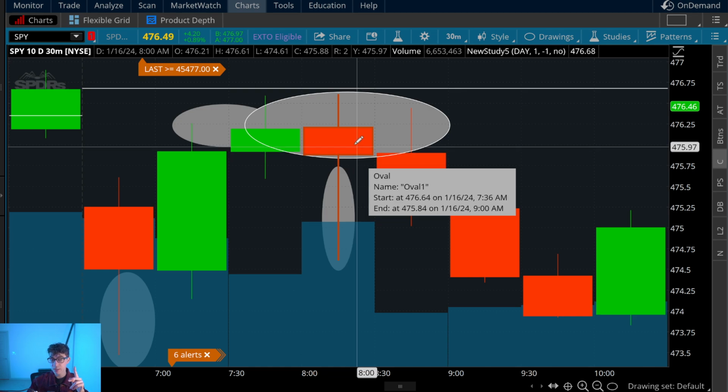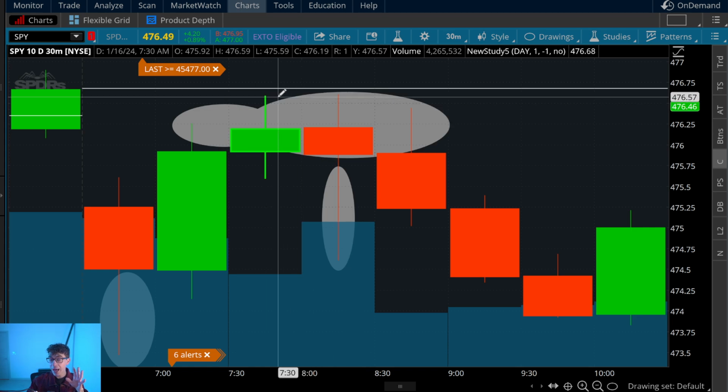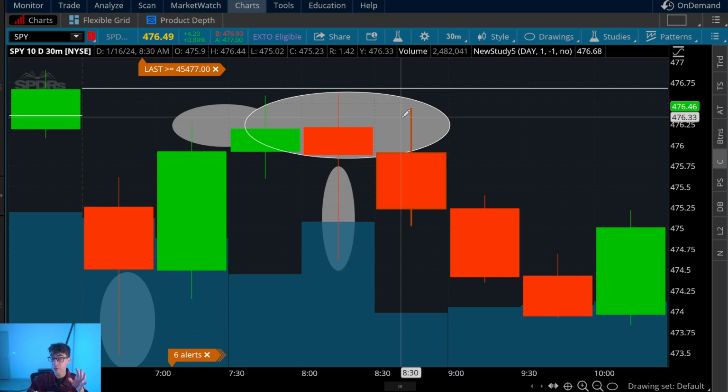The best entries are towards the highs of these 30-minute candles. Wherever the highs are of these 30-minute candles and wherever the closing price is, those tend to be great zones. But the best ones are towards the highs of the 30-minute candlesticks on the retest.